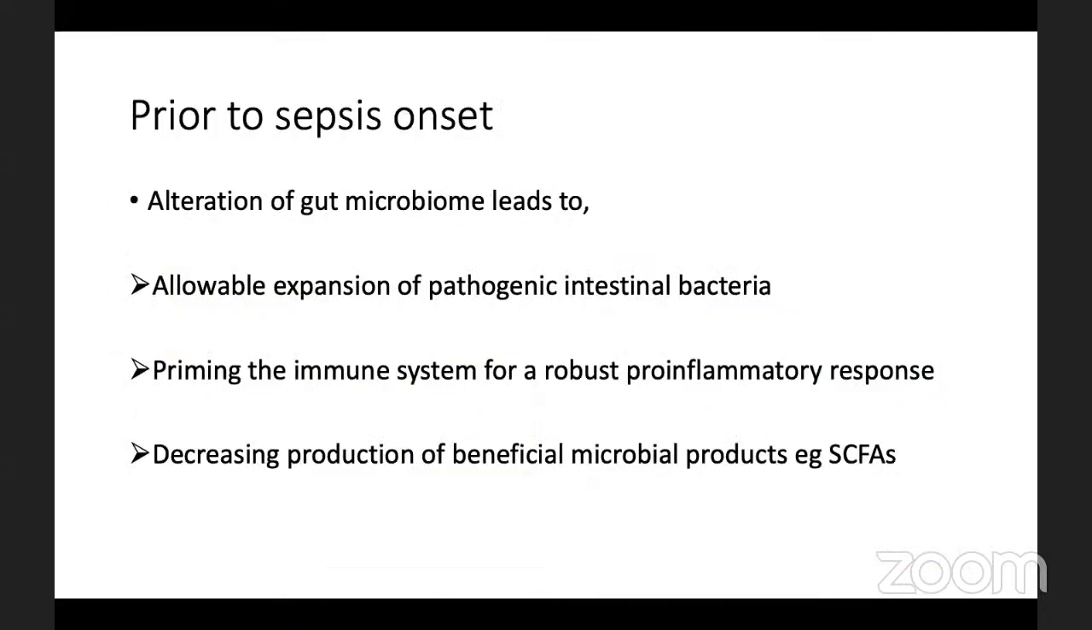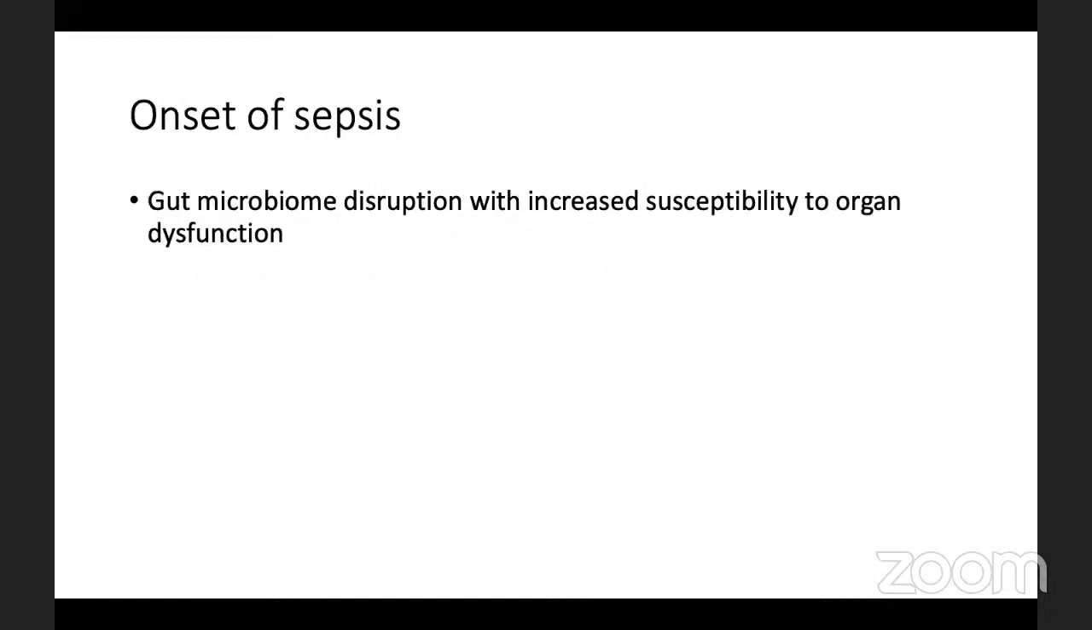So how does the body respond? Prior to sepsis, the gut microbiome leads to an overgrowth of pathogenic intestinal bacteria, and the body is preparing for inflammation, and then we're going to have reduction of short-chain fatty acids. With sepsis, because of the inflammation and the changes, we're going to have increased susceptibility of organ dysfunction with disruption of the gut barrier and translocation of microorganisms to other organs.